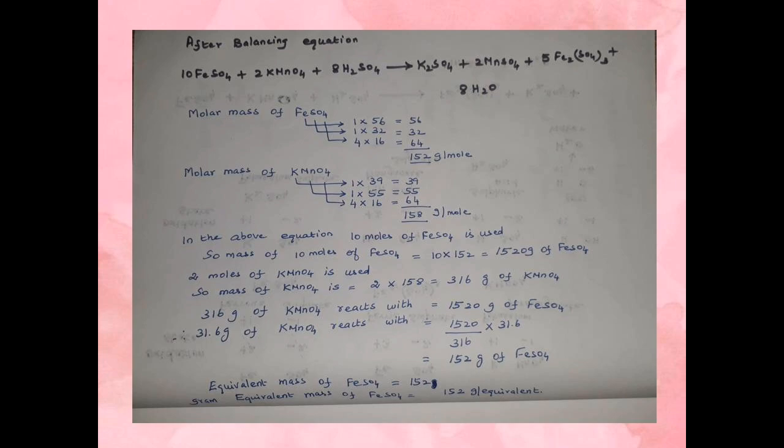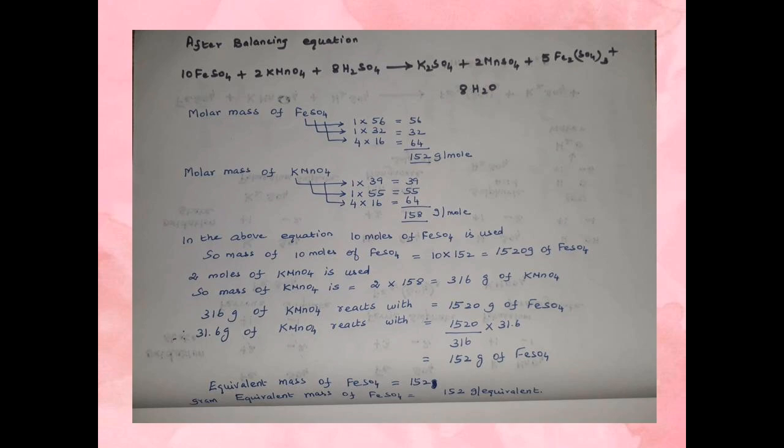Now in the above equation, 10 moles of ferrous sulfate is used. For 10 moles of ferrous sulfate, the weight is 10 into 152, that is the molar mass of ferrous sulfate multiplied with 10, and we get 1520 gram of ferrous sulfate. In this equation we use 2 moles of potassium permanganate, so the molar mass, which we already know is 158, multiplied with 2, gives 316 gram of potassium permanganate.